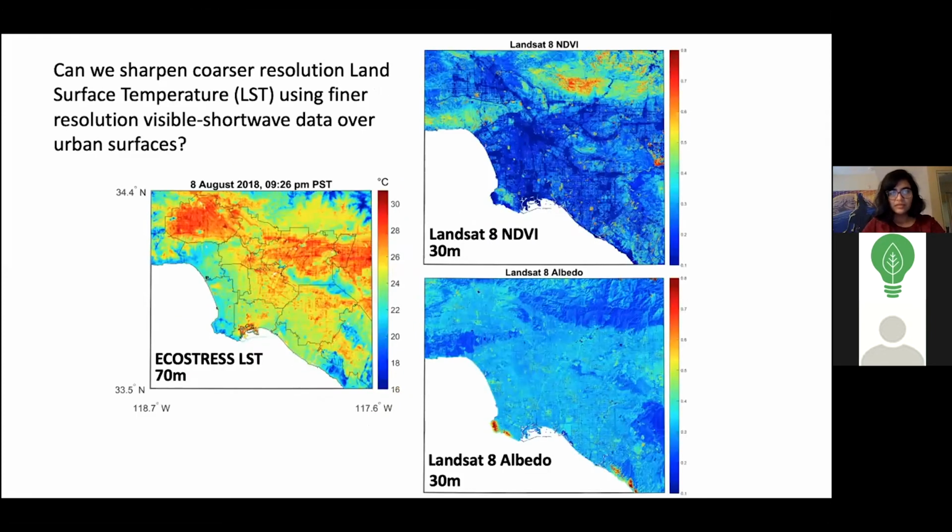Now, visually, like Katie said, it makes more sense to see these things visually, and that'll drive more action. And for me as a student, I also think that we understand better when we see visually what exactly is happening. So here is an example of the images we were talking about. EcoStress LST, that is a product at 70 meters. And here are the other two products that we get, the NDVI from Landsat 8 at 30 meters and albedo from Landsat 8. Now, if you notice, the albedo goes from 0.1 to 0.8.